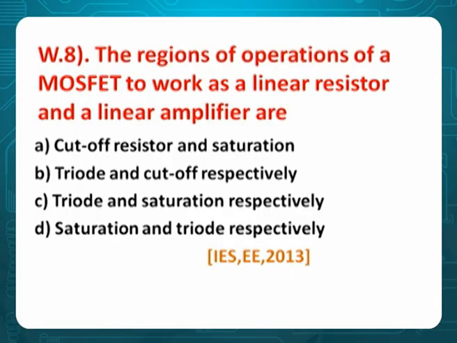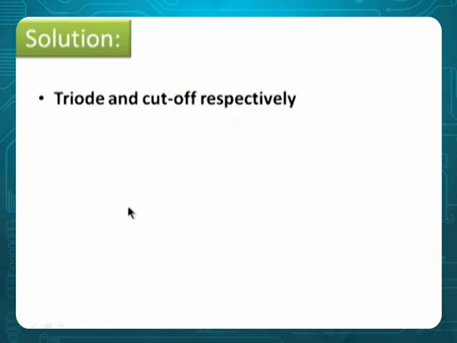Question number 8. The regions of operation of a MOSFET to work as a linear resistor and a linear amplifier. A. Cutoff and saturation. B. Triode and cutoff respectively. C. Triode and saturation respectively. D. Saturation and triode respectively. See, when you say amplifier, definitely it is saturation. Therefore, the option is triode and saturation respectively.